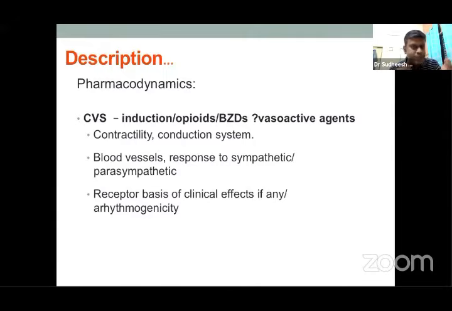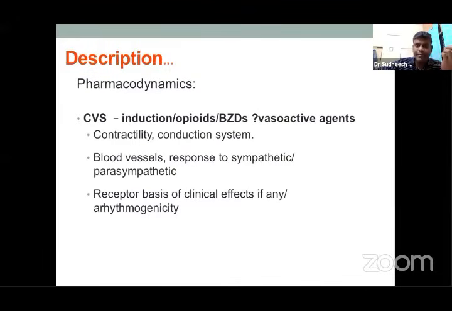Then finally, if you're thinking in terms of vasoactive agents, you should also think about the receptor basis of clinical effects. For example, if you are using dopamine or dobutamine, which receptors it will act on, what is the effect of this, what is the affinity of this particular drug for various receptors. So that will help you to understand the pharmacology better, and understand the usage of the drug better.